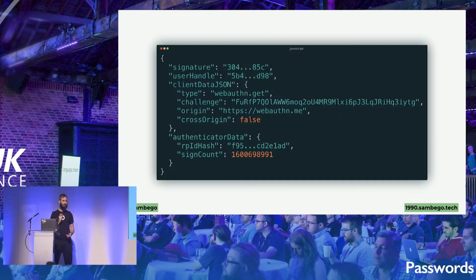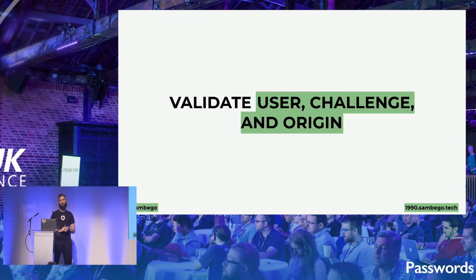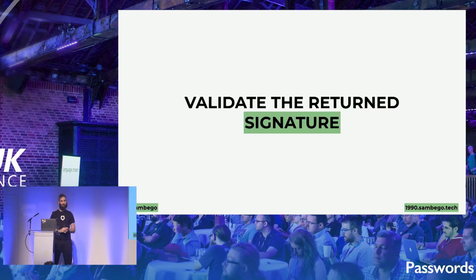And when you verify existing credentials, this is what you get back. You get back the signature, which is a signed challenge, a user handle, and a bit more information. We did webauthn.get this time, but not that much information for an authentication request. So what you need to do here is validate that the user, the challenge, and the origin are the ones you expect, and validate the returned signature based on the public key information you've stored in your database. And this is actually the part where you authenticate a user, because you can verify that the right private key has been used based on that signature and the public key information.